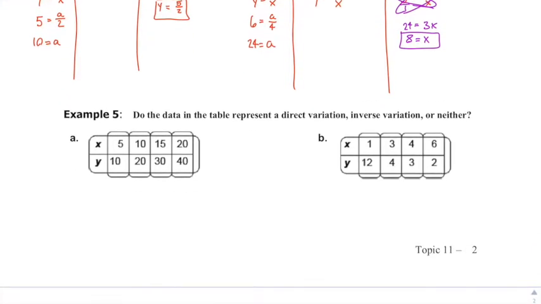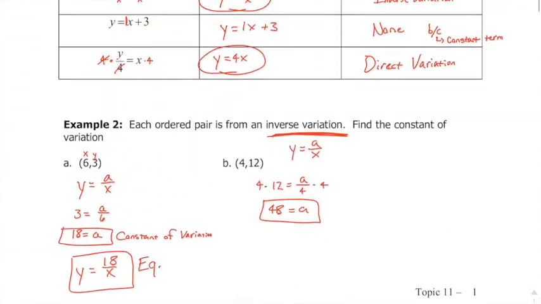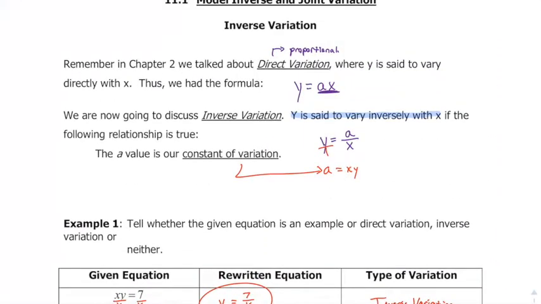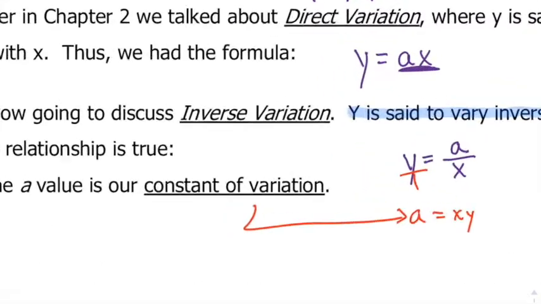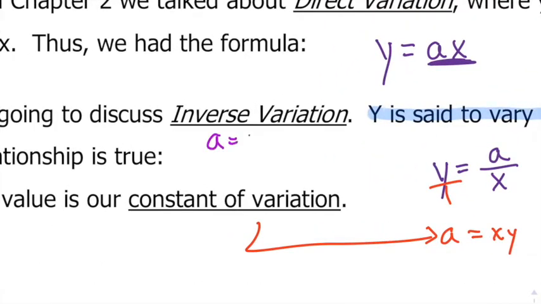Sometimes you're going to have to determine if something is an inverse variation or direct variation relationship based off of a table. And typically with these, you want to look and see if the products and the quotients of the two numbers are the same. Let's real quickly revisit back up here at the top. We said with inverse variation, the constant of variation is always going to be the x times the y value. So if something has an inverse variation relationship, this product should be the same every single time.